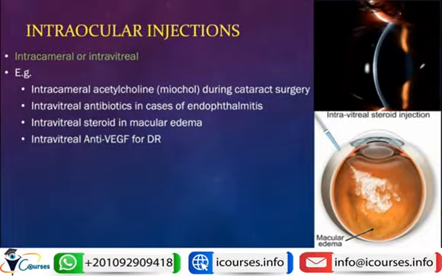Intraocular injection also is a method for drug administration for several purposes. For example, intracameral injection of acetylcholine or miochol. This is a common intraocular procedure during cataract surgery, where we want to constrict the pupil immediately and rapidly. This can be done by intracameral injection of a miotic inside the anterior chamber.